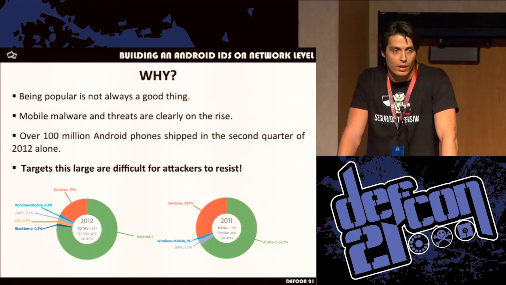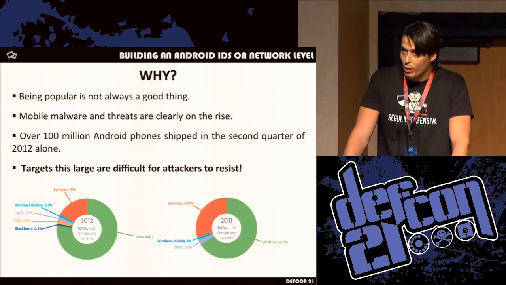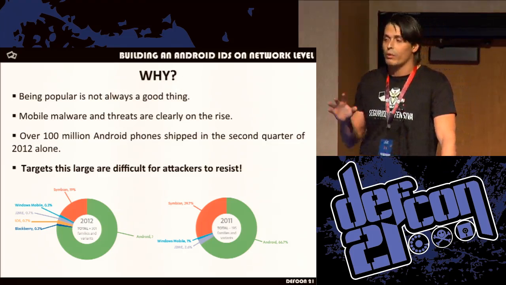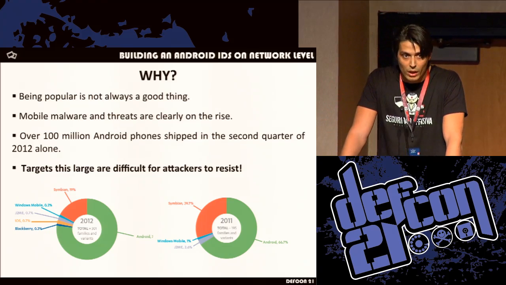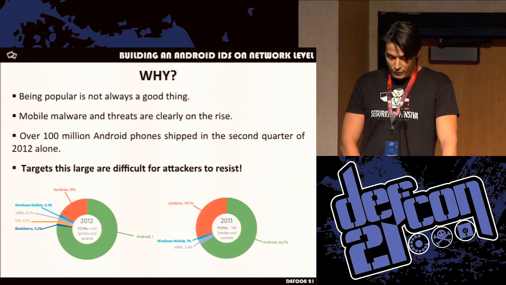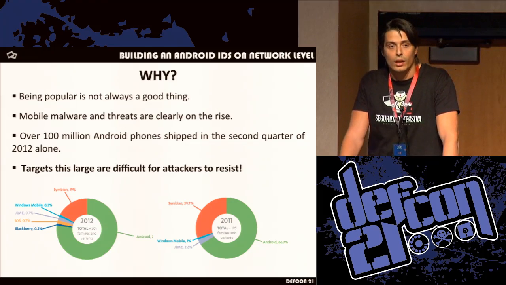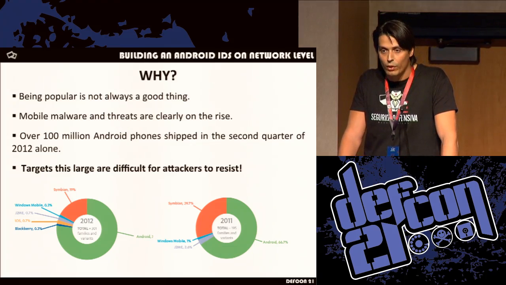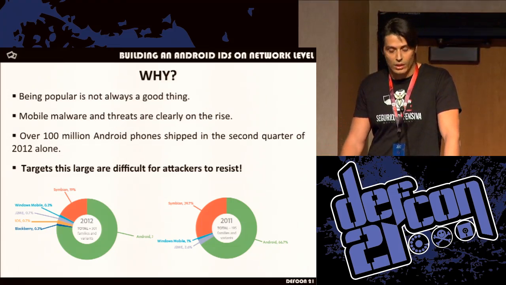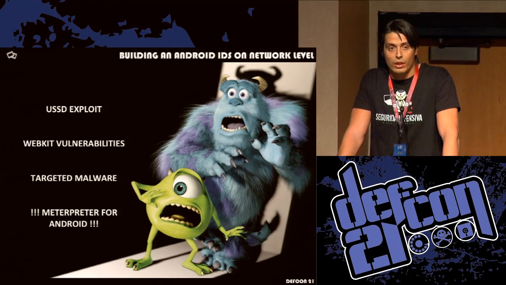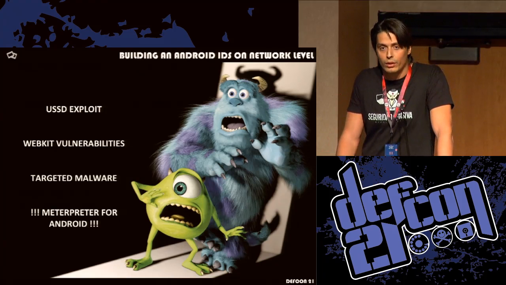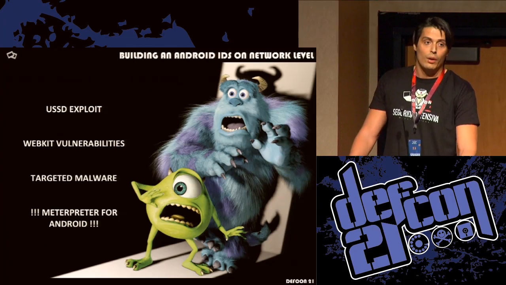The reason for this talk is that Android has a great market share. Being popular is not always a good thing, because as mobile devices grow, so does the incentive for attackers who are looking for new business models. There are over 100 million Android devices, from just last year, with a market share of nearly 50%. There are several techniques used to detect malware and attacks on mobile phones, but I haven't seen any open source tool to detect and create patterns to locate this kind of attack. In the last years we have seen several exploits, like the USSD exploit and several vulnerabilities for WebKit. There is targeted malware attempting to steal credentials and emails, and now there is a meterpreter for Android.